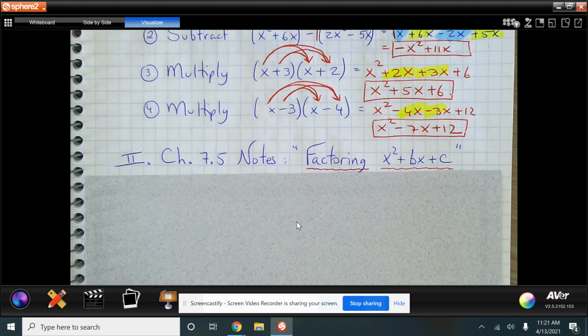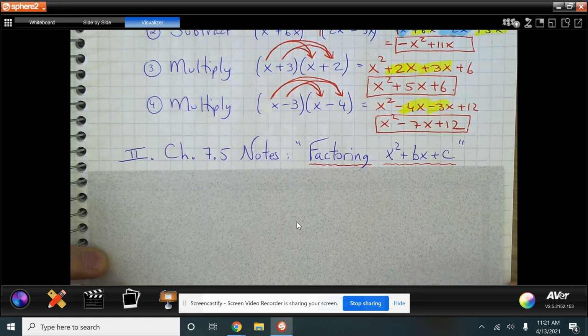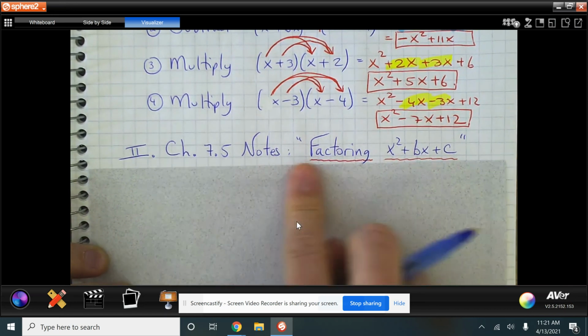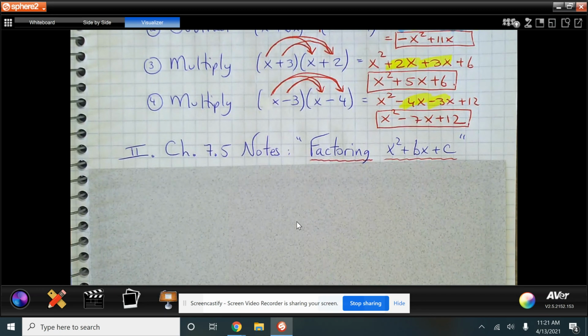All right, so let's go ahead and do this. I'm going to be giving you 6 examples of chapter 7.5, which is factoring trinomials.